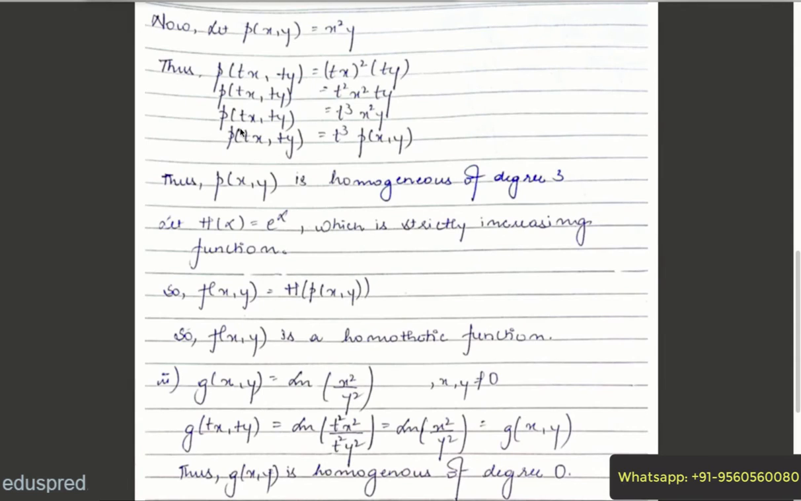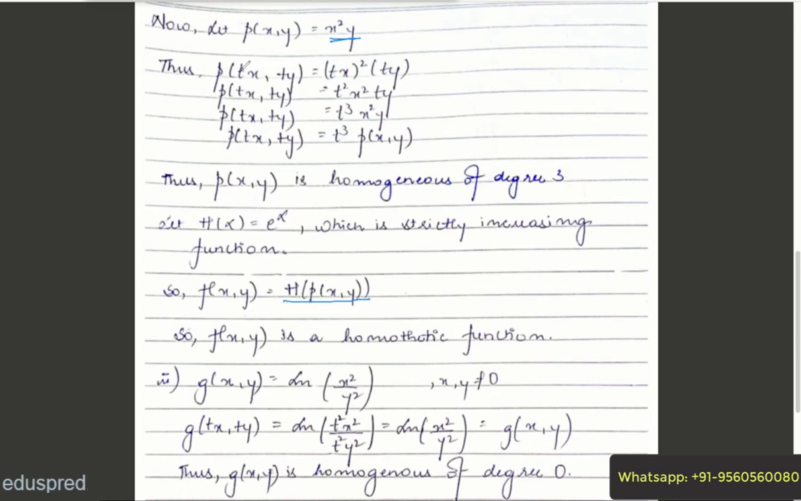Now let's try and see if this function is homothetic. Suppose I write my f(x,y) as h of p(x,y), where my p(x,y) is x square y, and according to the definition of a homothetic function, I want that p(x,y) should be homogeneous and h should be strictly increasing. So let's see whether x square y is homogeneous or not.